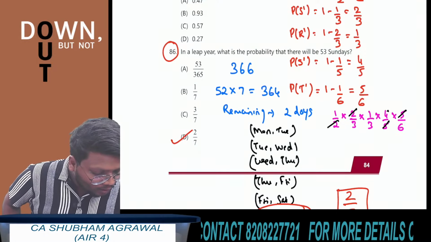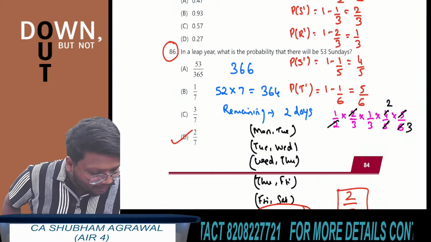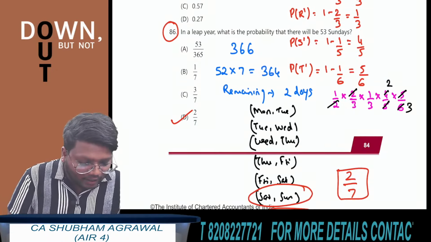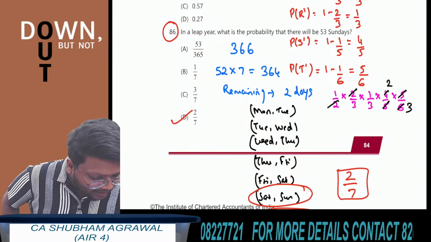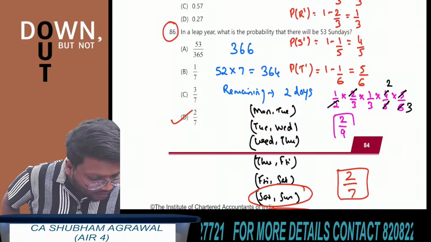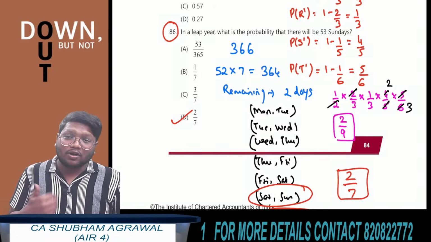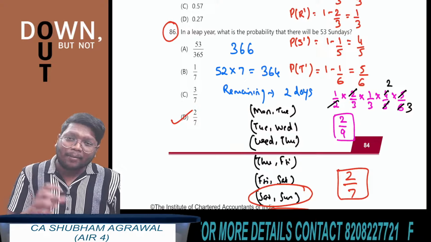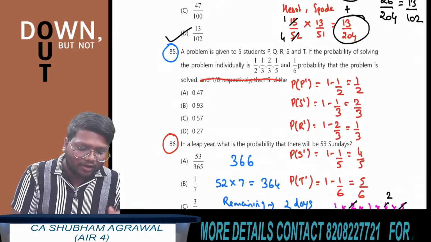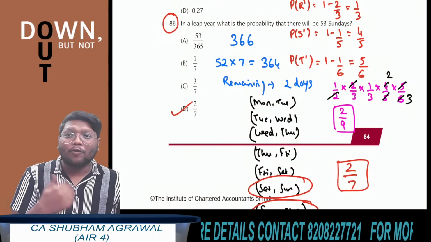2 multiplied by 2 is 4 and 2 multiplied by 3 is what? 6. So what you are getting? 2 by 9. Probability that a problem is not solved by any of the students is 2 by 9. But this is not the answer. What they have asked? Probability that a problem is solved by any of the students. So what is the answer? 1 minus 2 by 9.